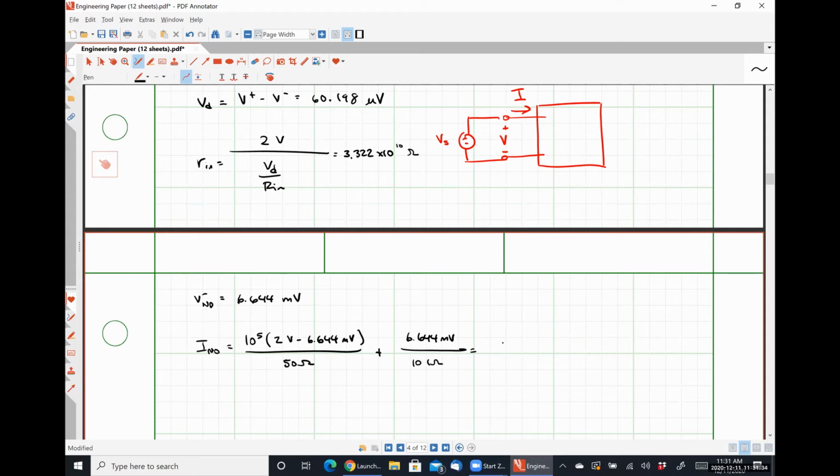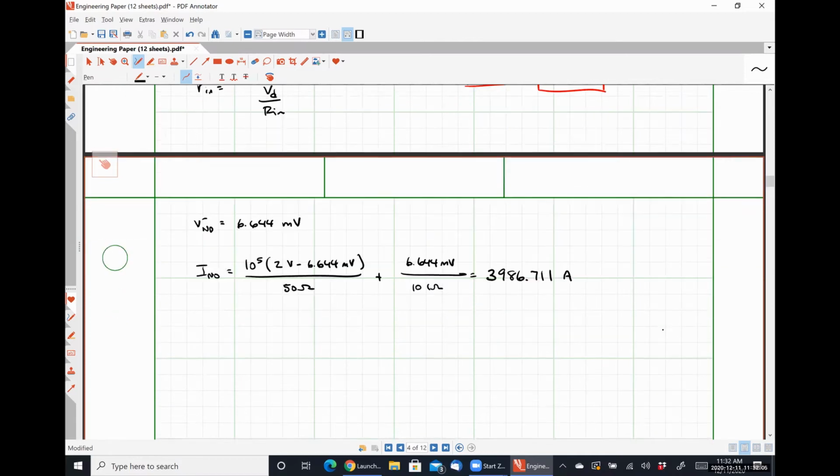Should be a really large number. 3,986.711 amperes. So short circuit, a whole heck of a lot of current. Now this is purely theoretical. An op amp could literally never carry that amount of current. It would burn itself up. But we're just trying to find the output resistance we see.